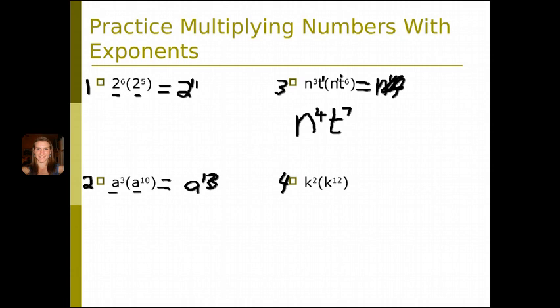Your final example, k squared times k to the 12th would equal k, 2 plus 12 is 14. So that's k to the 14th power.